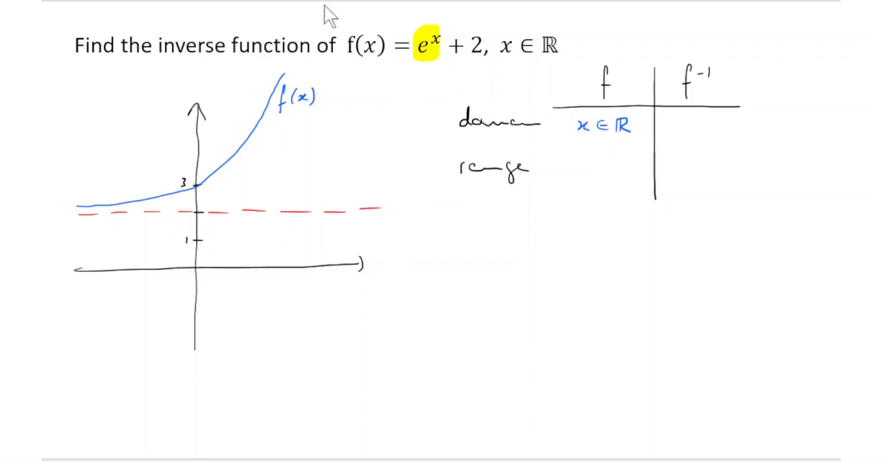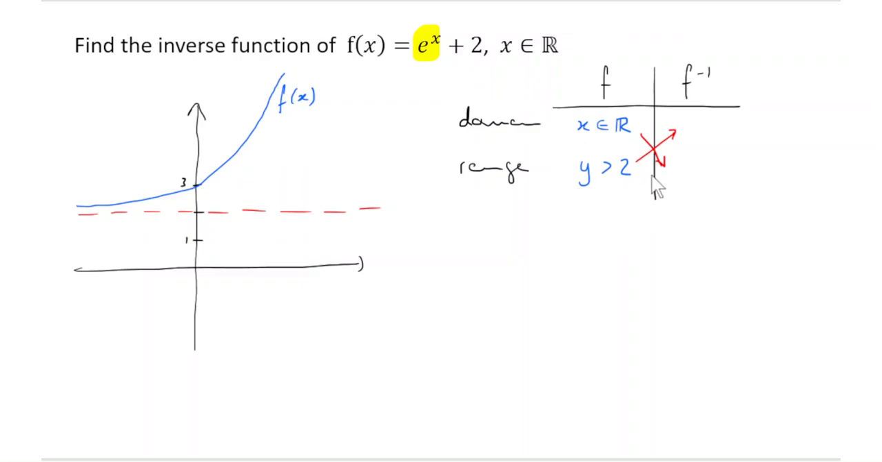Now, what about the range? Well, the range has got to be everything that's greater than 2, right? Because the graph gets closer and closer and closer to 2, but never actually touches it, and it grows for all the values above. So the range is y is greater than 2. Now you should remember that this helps us to find the inverse function, right? Because the domain of our original function becomes the range of the inverse, and the range of the original function becomes the domain. So what's the domain of our inverse function?